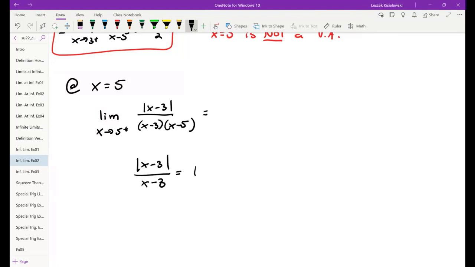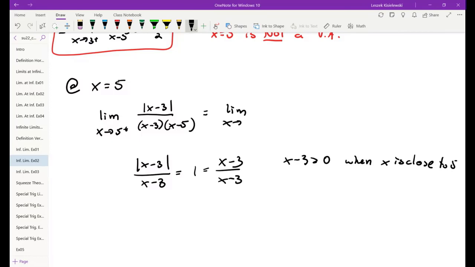Well, x is approaching 5. So 5 minus 3 is +2. So x minus 3 is positive when x is close to 5. Okay. So this would just reduce to, okay.